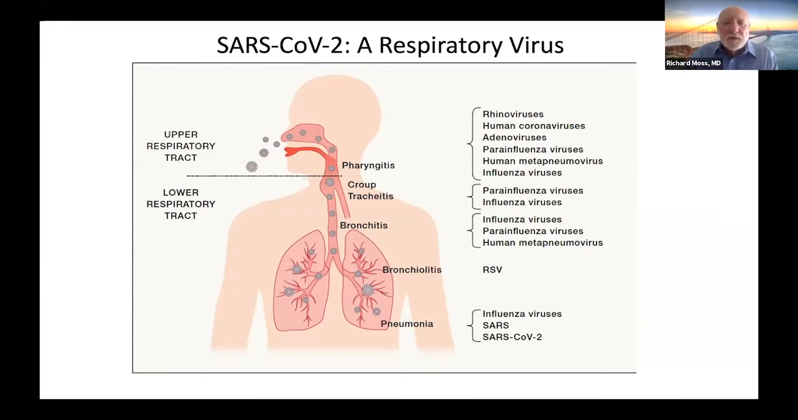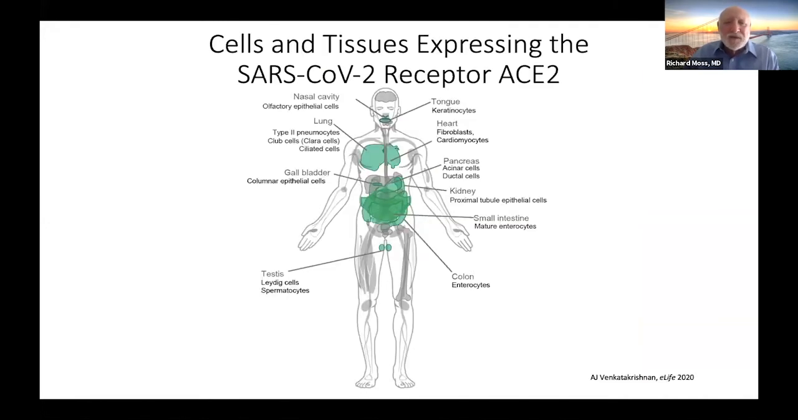And SARS-CoV-2, like SARS, is a disease that when it causes real illness is mainly focused in the lungs, but we also know it causes upper respiratory symptoms. So it's a respiratory virus, but that's not the end of the story. We've learned more about it. We've seen all these other tissues in the body that can express this receptor, which is outlined here.